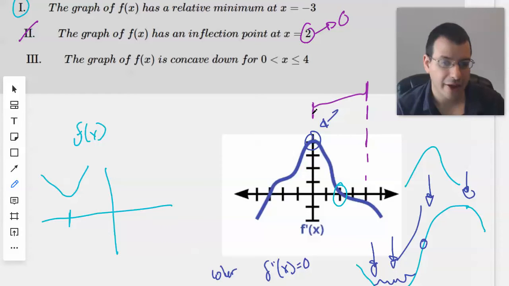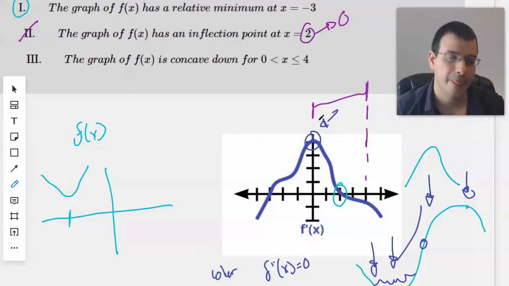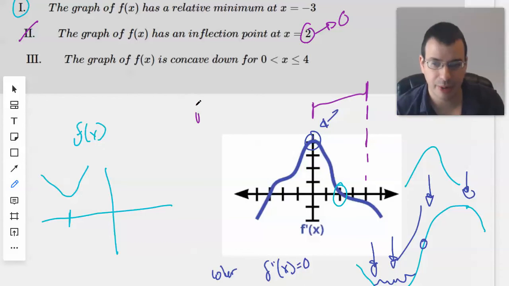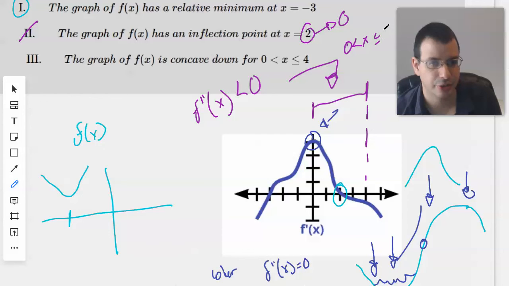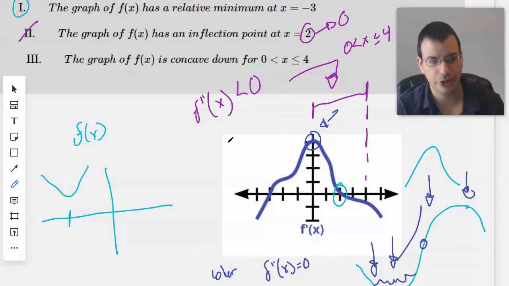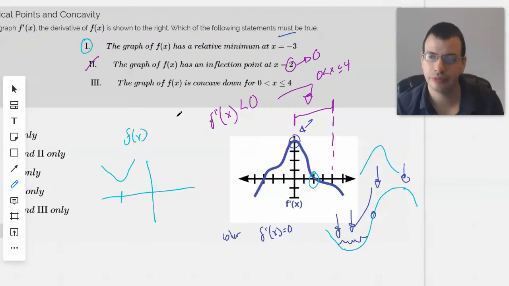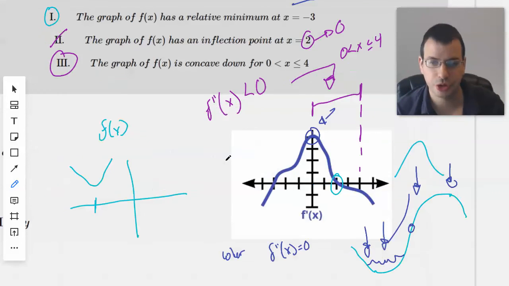So what we have here is the f prime of x has a negative slope. It's sloping downward. Therefore, f prime prime of x will be less than 0 for this portion right here, 0 less than x less than or equal to 4, because it still seems to be going down at 4. But, yeah, okay, that makes sense. And so, yes, that will be true. So we have 1 and 3 are true, but 2 is false.